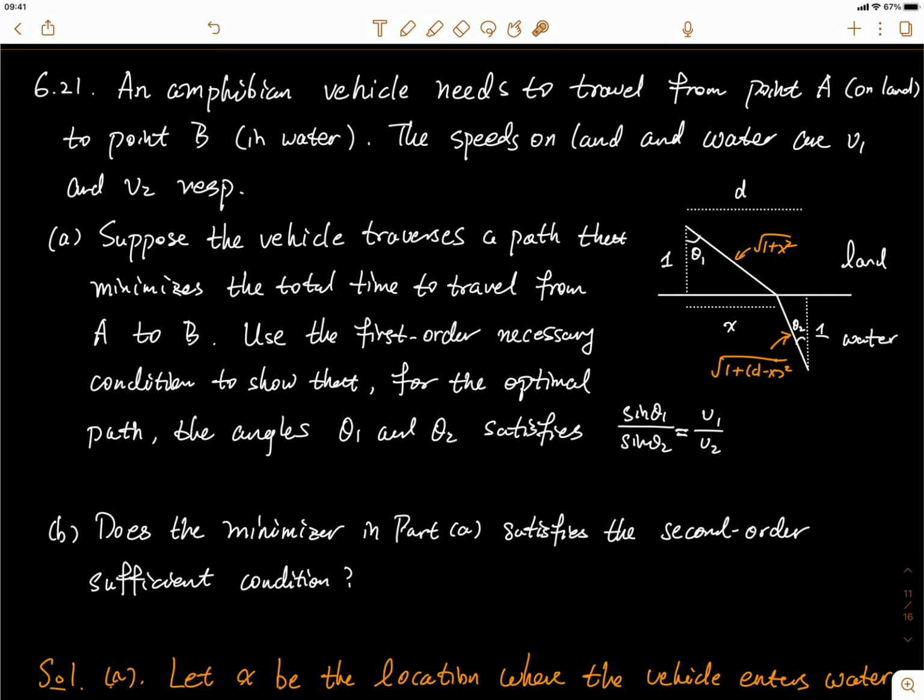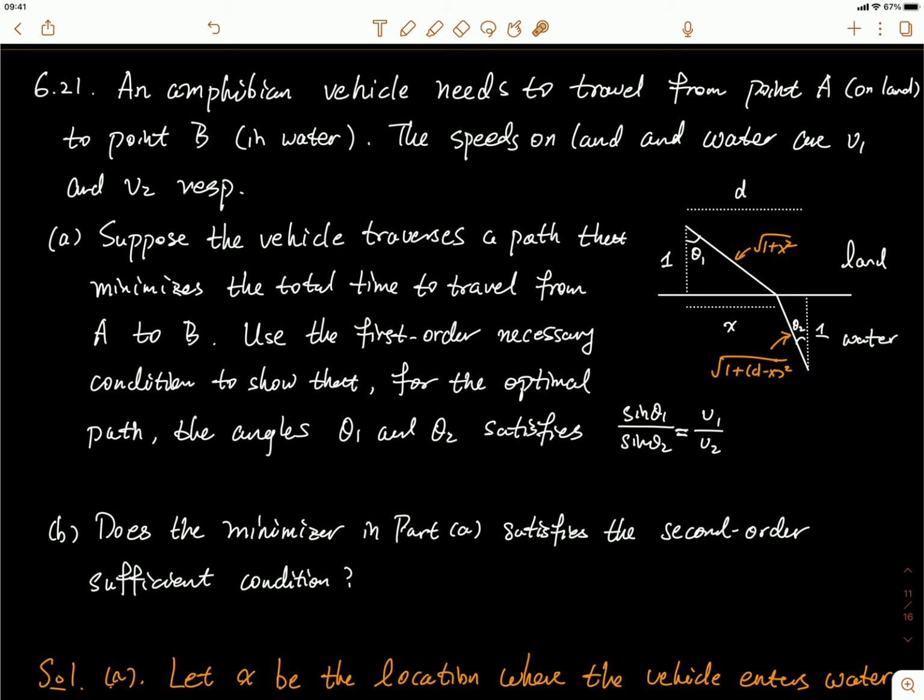Okay, this question asks for an application problem. Suppose we have a vehicle that travels from point A on land. Here this area is land, and this area is water. It travels starting from here and wants to reach here. That's point A, and that's point B.